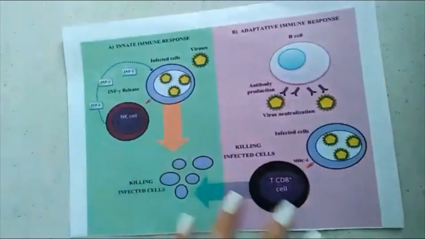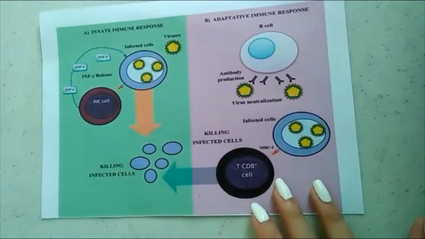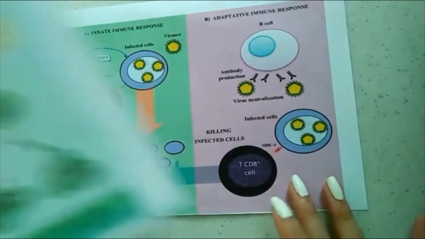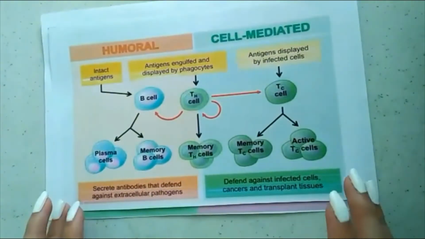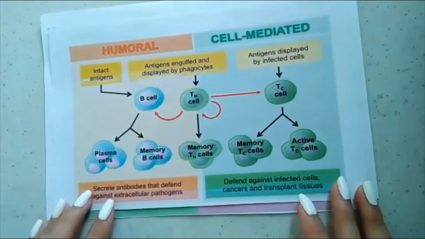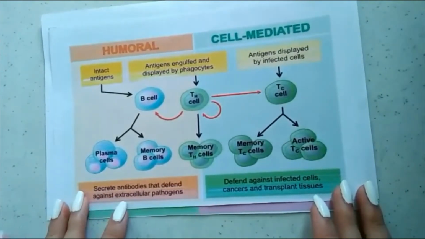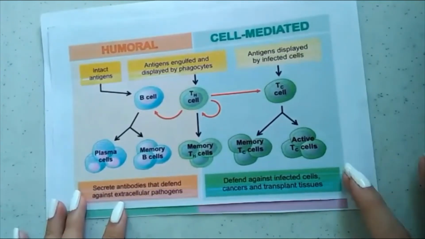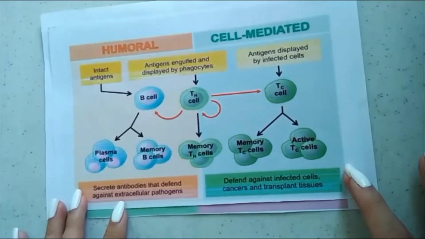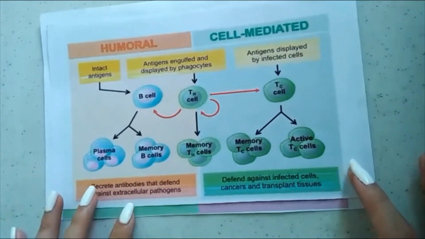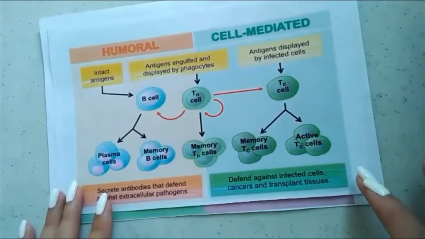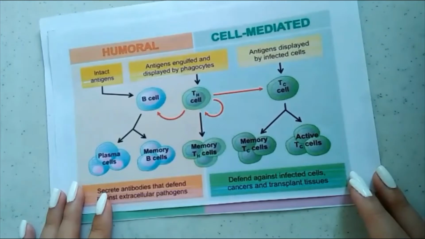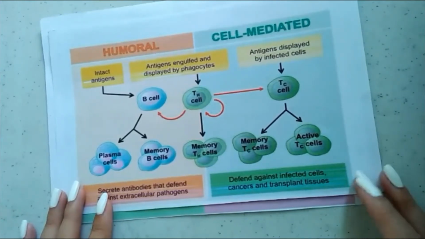And so for the episode 3, the type of immune defense is the adaptive immunity. So this one. So there are two types of adaptive immunity, and these are the humoral and cell-mediated. So the humoral secrete antibodies that defend against extracellular pathogens, and the cell-mediated defend against infected cells, cancers, and transplant tissues. So the cells that are involved are the naive T cells that respond to novel pathogens that the immune system has not yet encountered.